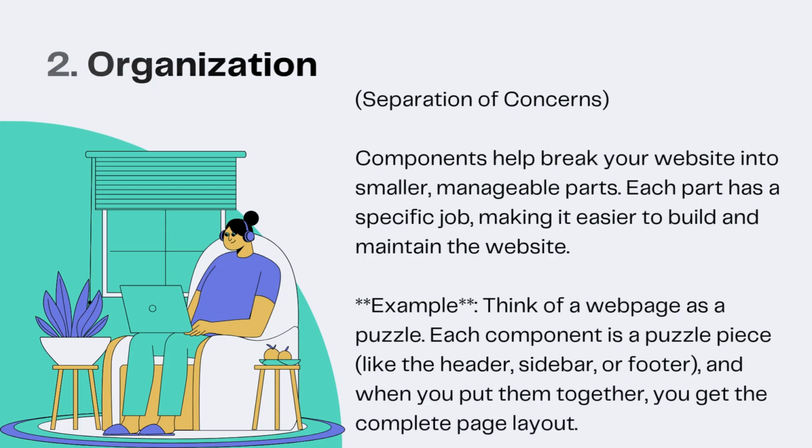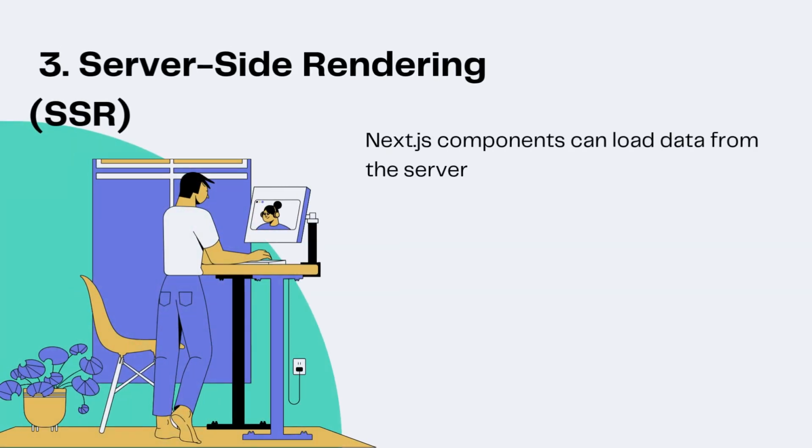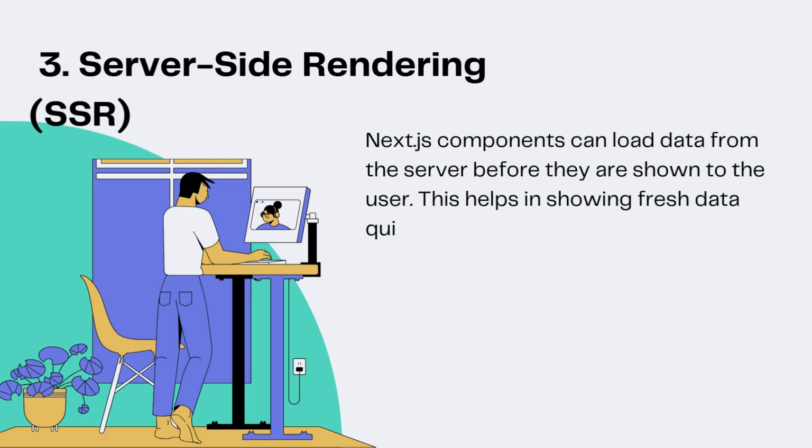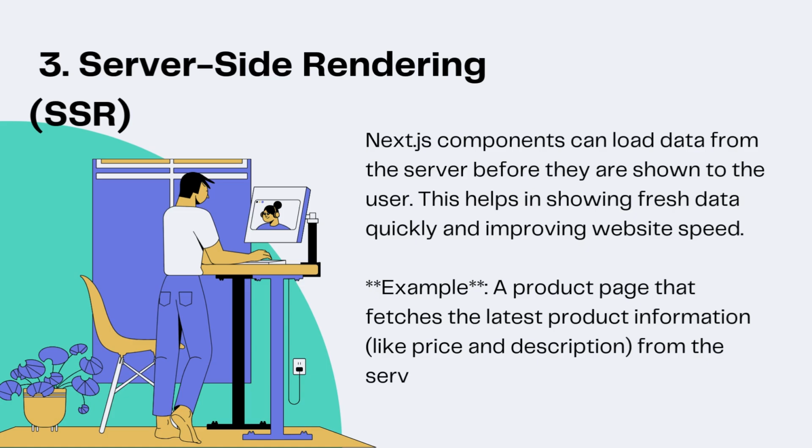3. Server-side rendering, SSR. Next.js components can load data from the server before they are shown to the user. This helps in showing fresh data quickly and improving website speed. Example: a product page that fetches the latest product information like price and description from the server every time someone visits the page.